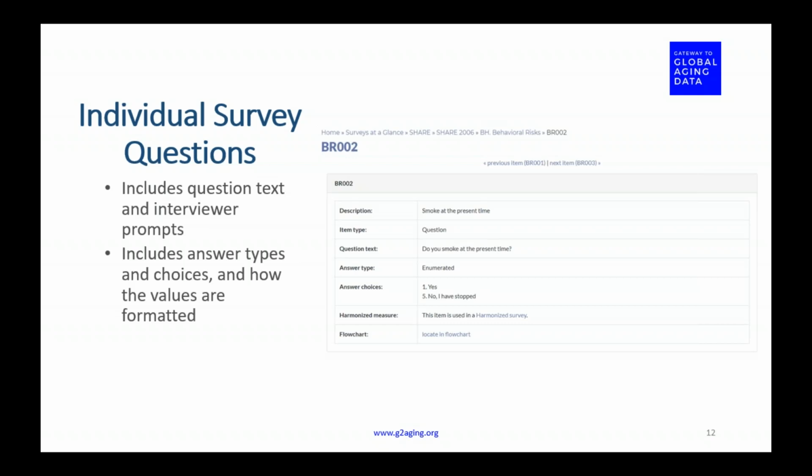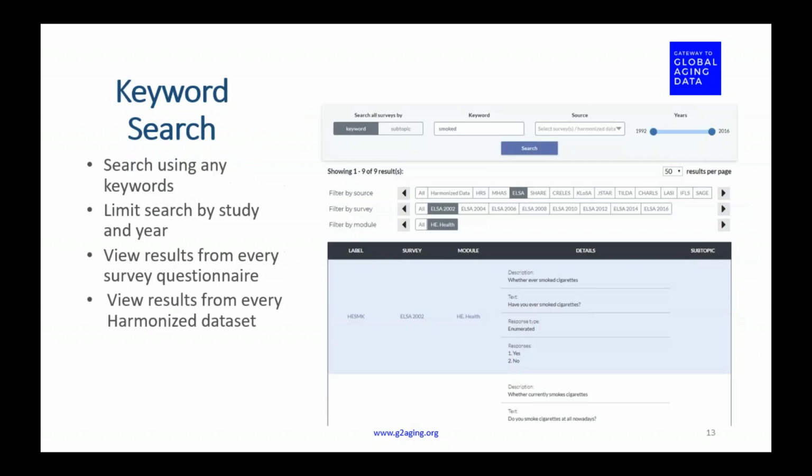But you can see a lot of item level detail about this survey question. So you can see that the question text is, do you smoke at the present time? The respondent could answer yes or no. We also let you know that a yes in the SHARE data is coded as a 1, and a no is coded as a 5 for this question. And that can be really helpful and important when you're looking at the data set itself.